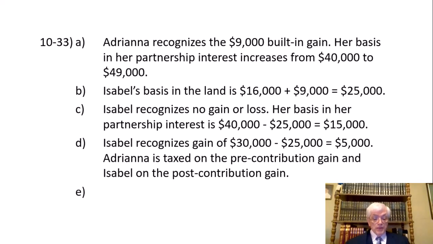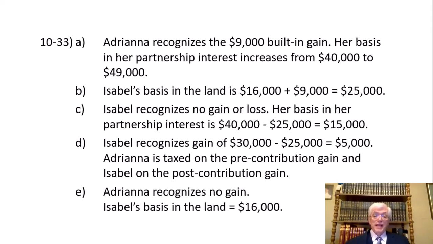And letter E, how would your answers in part A and B change if Adriana originally contributed the property to the partnership in 2012? And then 12 years later, the partnership distributes the land. Well, now the disguised sale rule does not apply. Adriana recognizes no gain. Isabel's basis in the land is $16,000. So Adriana makes out on that deal. Isabel, not so much.